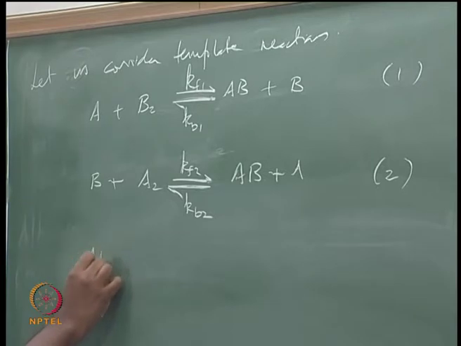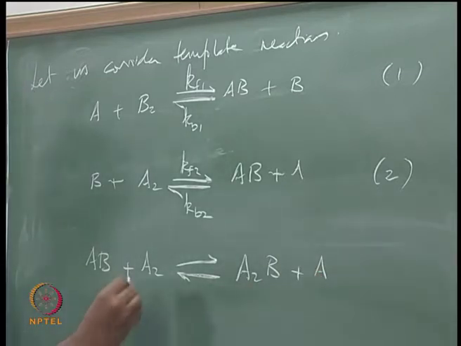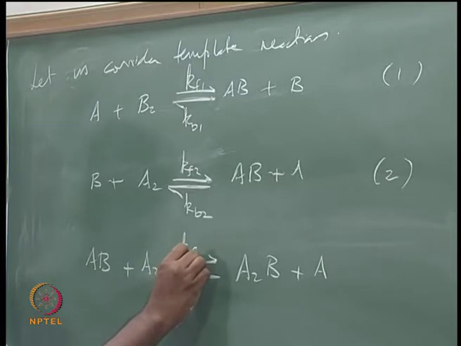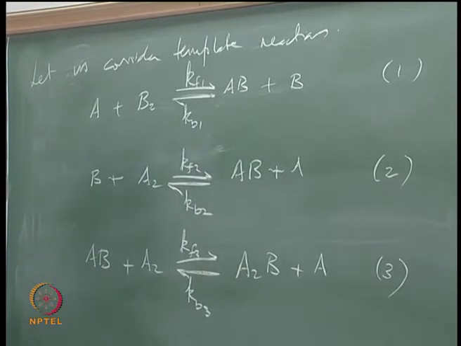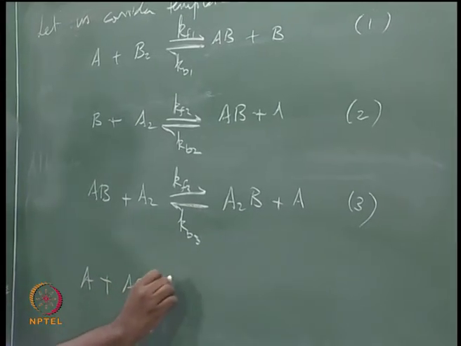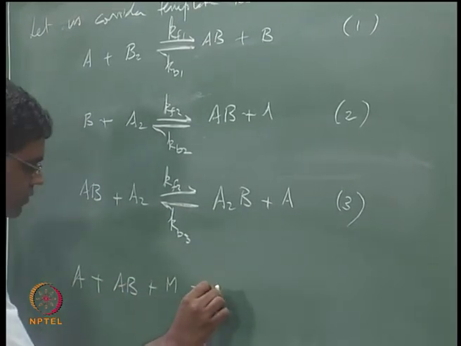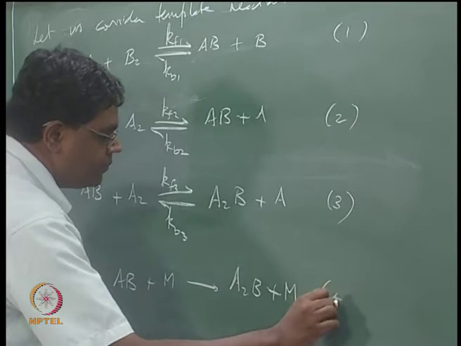And AB plus A2 gives and takes A2B plus A, and let's have rate constants Kf3 and Kb3. We will call this reaction 3. And finally let's have A plus AB plus M gives A2B plus M. That is reaction 4.